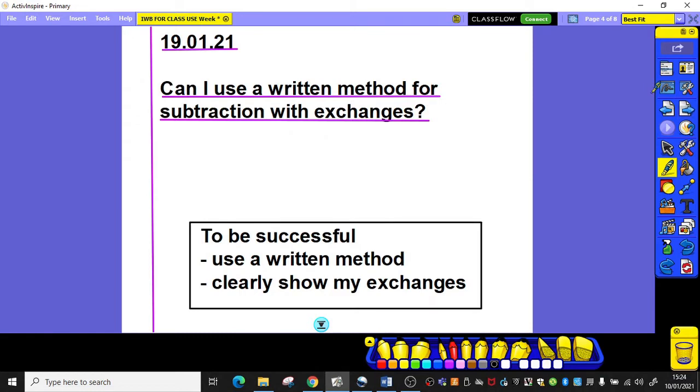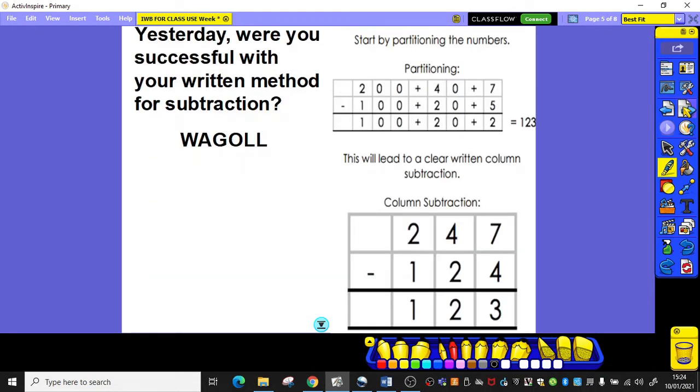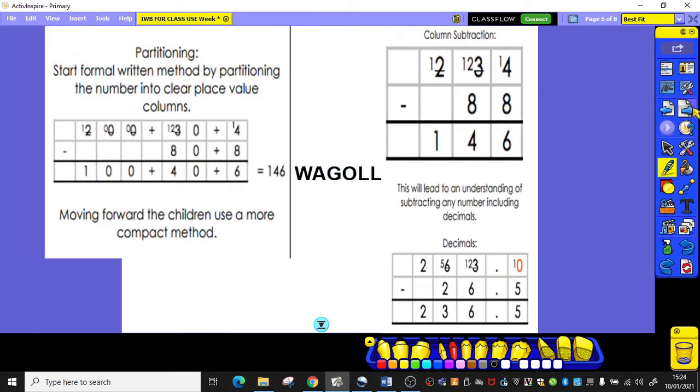Today then, we're going to be using written method again for subtraction with exchanges. Similar to yesterday, we need to clearly show our exchanges. Now, we had a look yesterday at what a good one looks like. We talked about the fact that we've got our partitioning method, as well as our compact method, which is the one that the majority of us are using. Therefore, it's going to be the one that I focus on during this input.